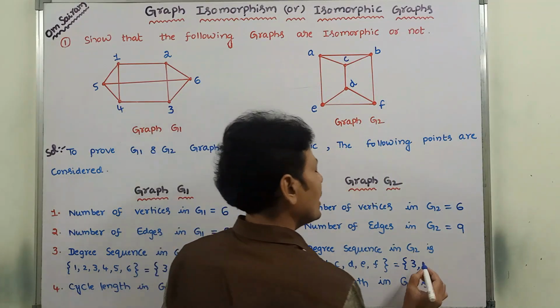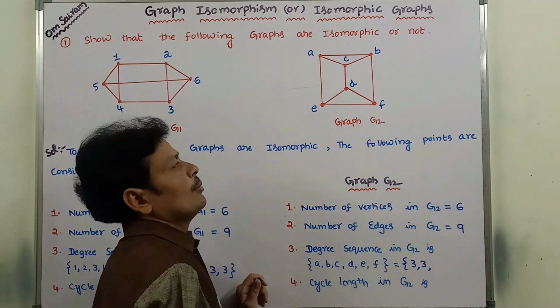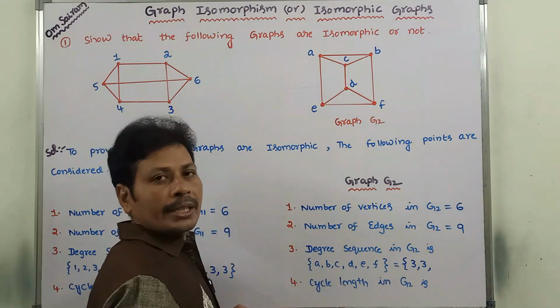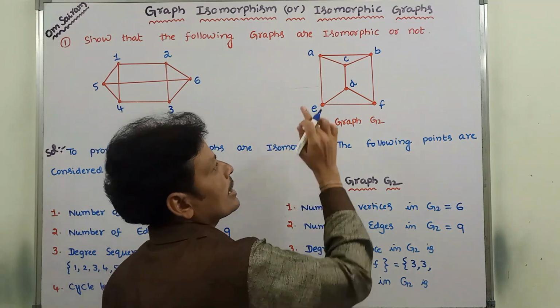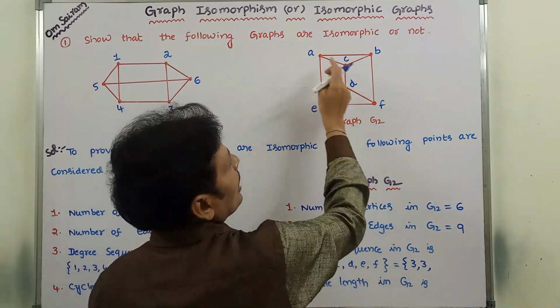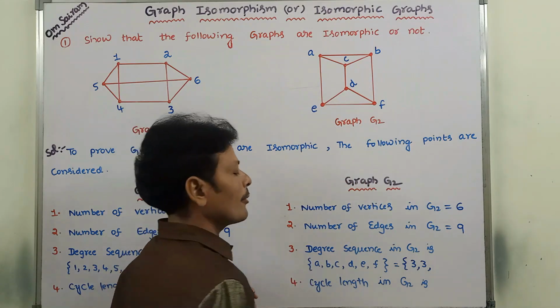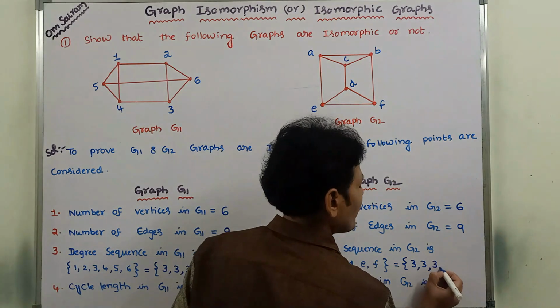So the degree of vertex B is 3. Then, what is the degree of vertex C? 3 edges are incident on vertex C, that is C to A, C to B, C to D. So the degree of vertex C is 3.